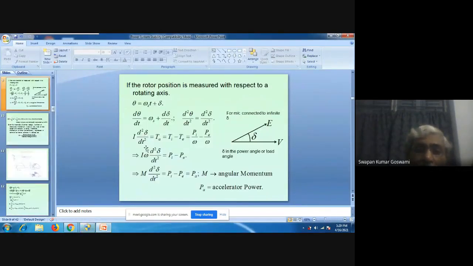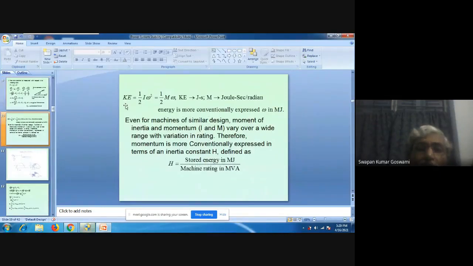And what is the kinetic energy stored in the generator rotor? K is half I omega square, or half of I omega, which is M, times omega. So K equals half M omega, and this is nothing but the kinetic energy. It is in joule second, and the unit of M is joule second per radian.